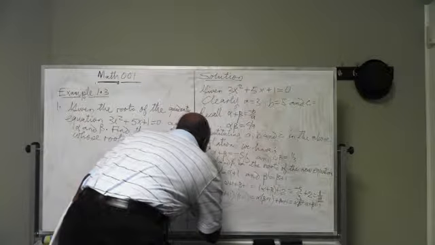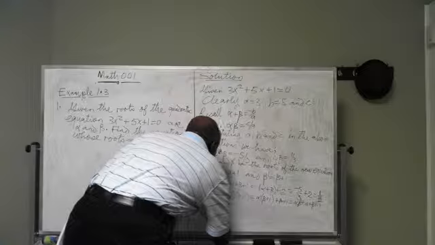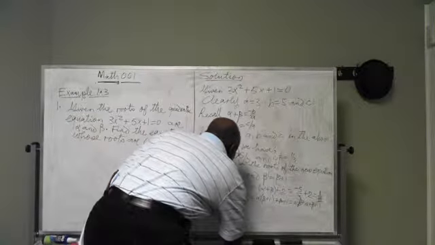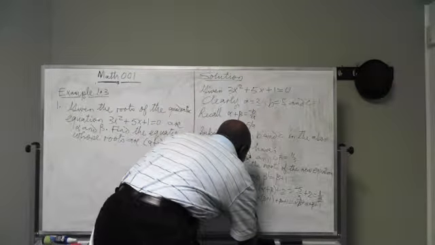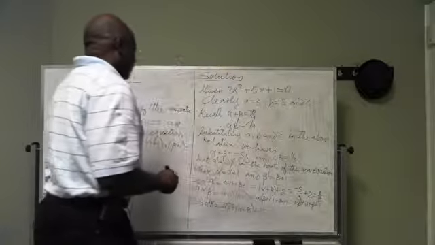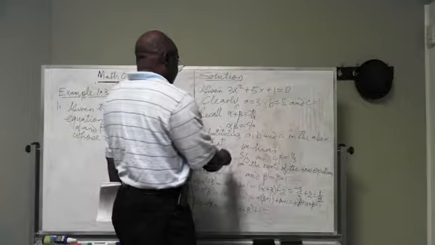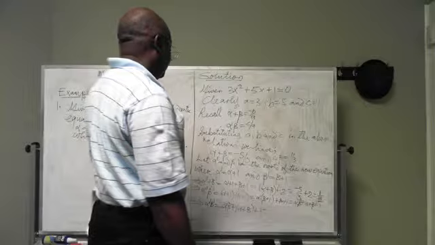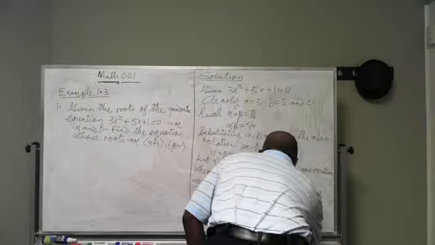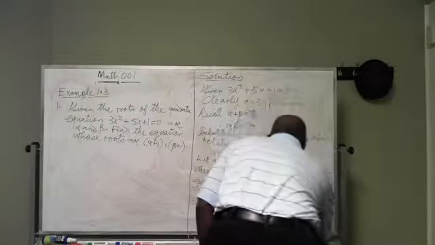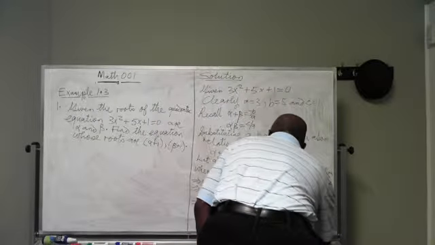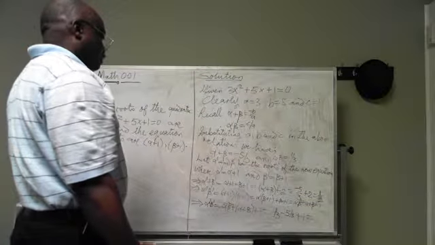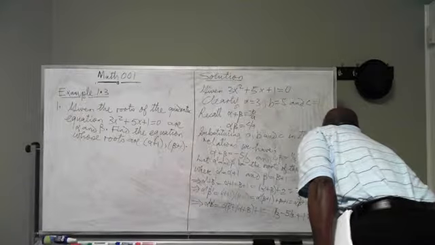This implies alpha prime beta prime equals alpha beta plus alpha plus beta plus 1, which is equal to, if we slot in the respective figures for alpha plus beta and alpha beta into this relationship, we'll have 1 over 3 minus 5 over 3 plus 1, which is equal to minus 1 over 3.